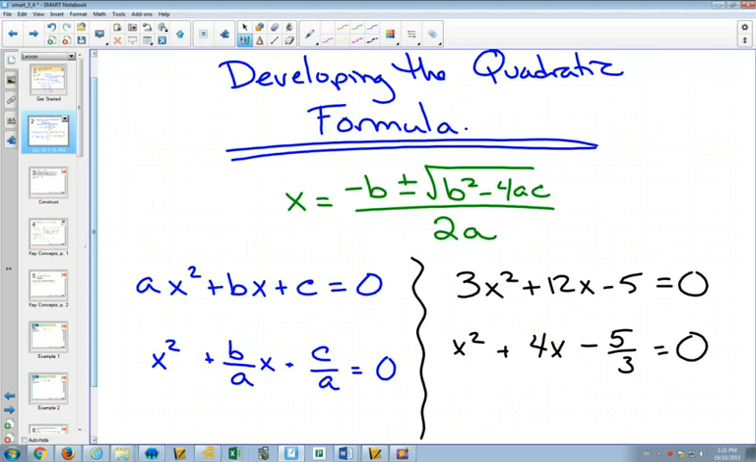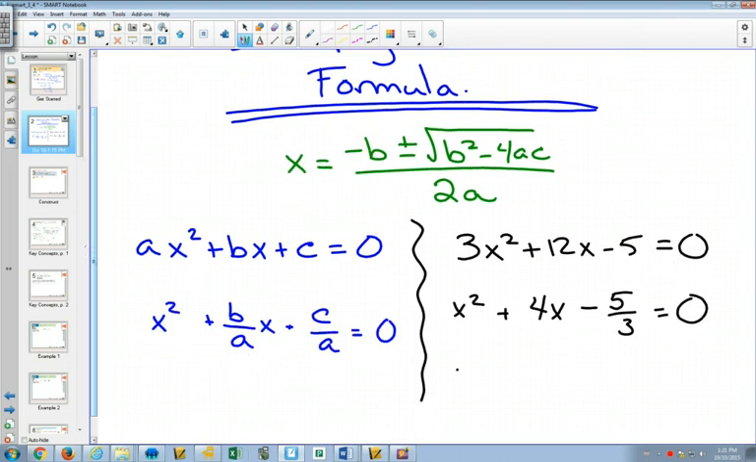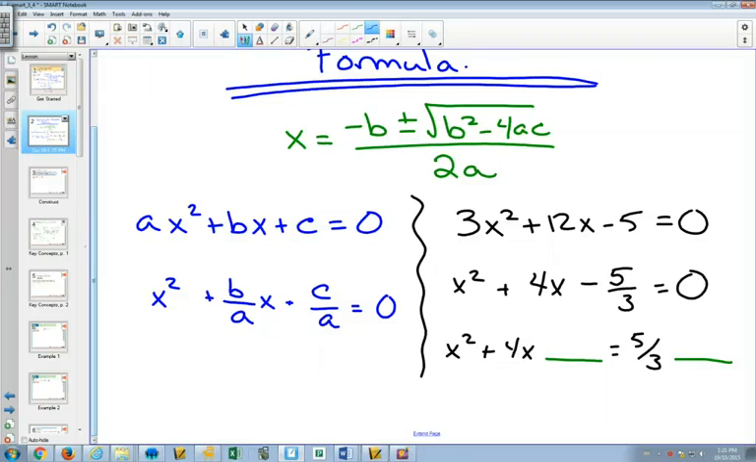Created a space, right? Moved the 5/3 over to the other side. Created a space on both sides. We'll do the same thing here. Subtract c over a on both sides and add a space.